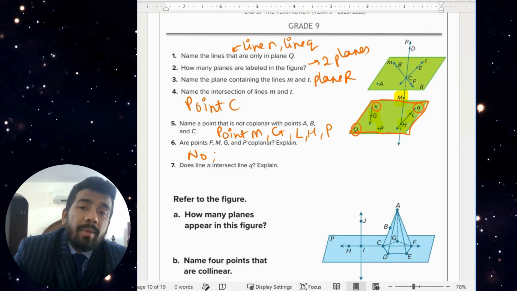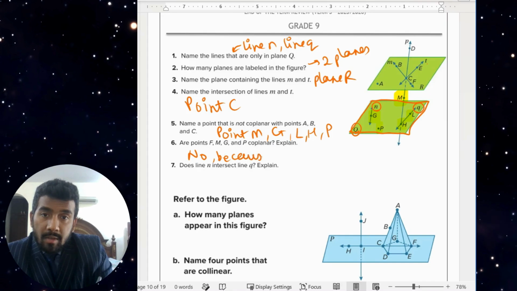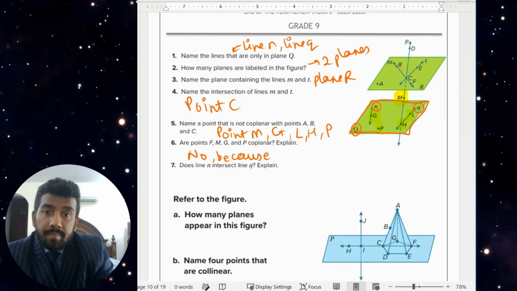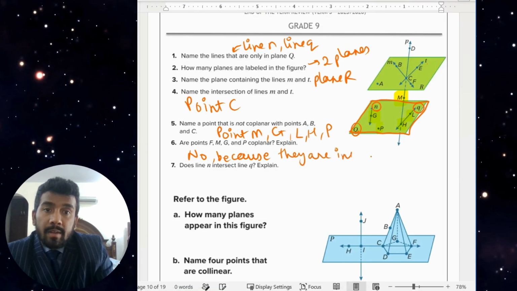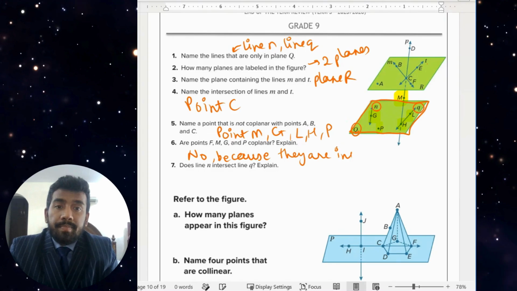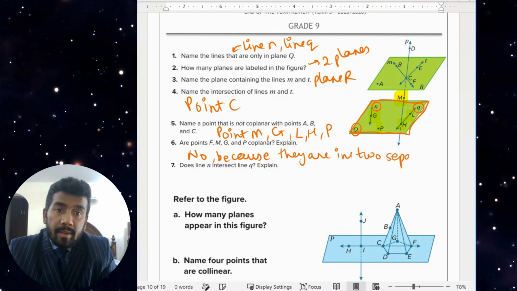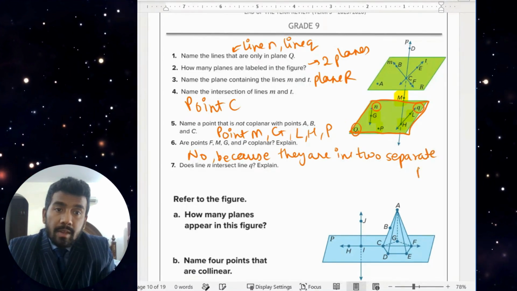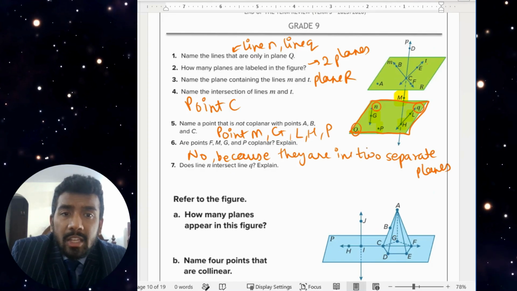Explain they are in two separate planes. Okay, because they are in two separate planes. Okay. Next, do line N and line Q intersect?